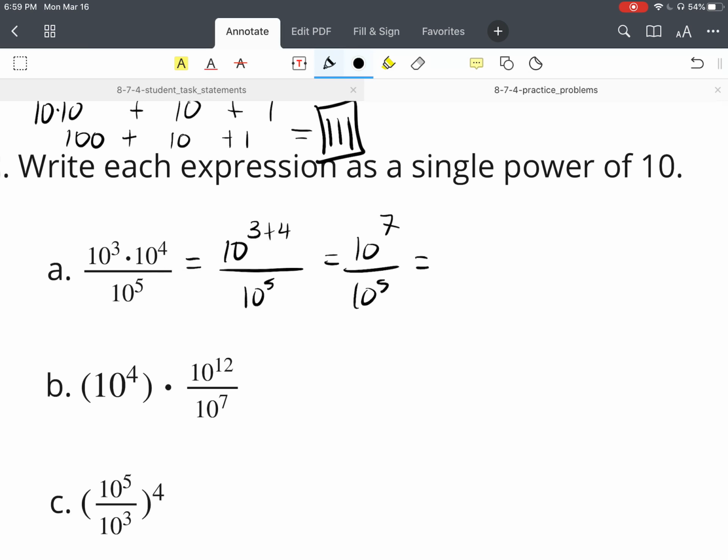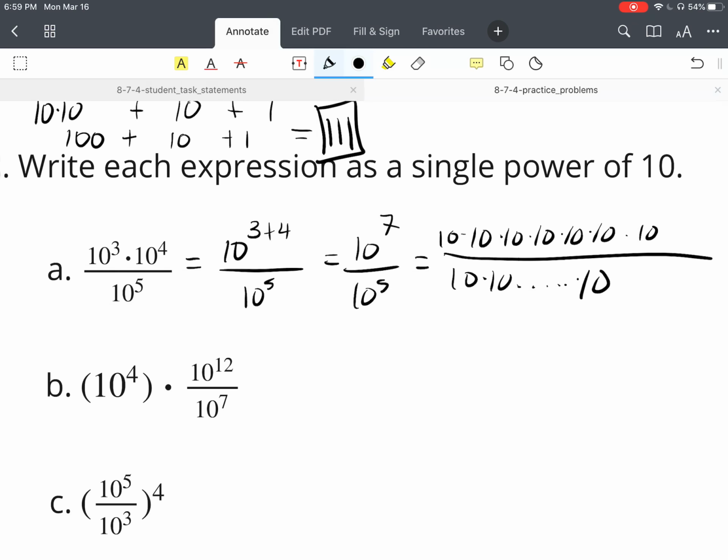Now this is division, so this means subtracting the exponents. And if you need a visual aid, it's going to be 10 times 10 times 10 times 10 times 10 times 10 times 10, 1, 2, 3, 4, 5, 6, 7, all over 10 times 10, and so on. You get the picture. How many are going to cancel? 5 of them, right? So we're left with 10 squared.